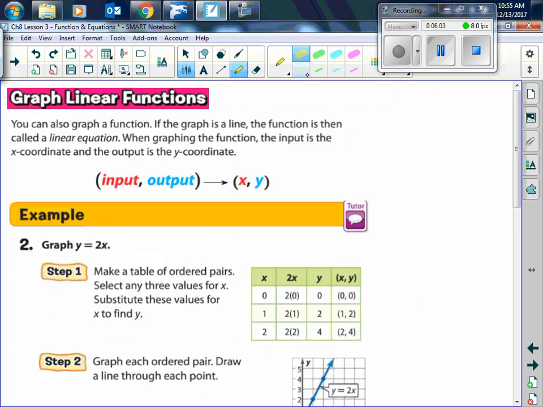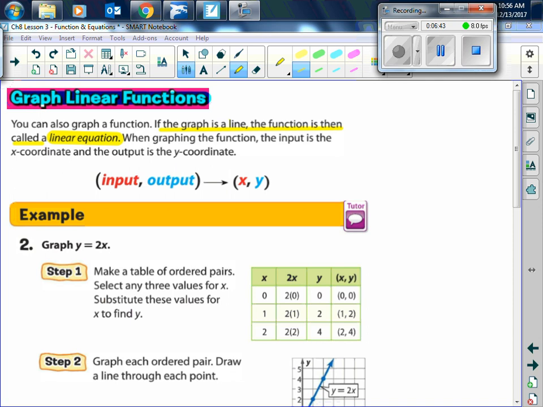So now we're going to graph linear functions. Okay? If the graph is a line, if you're graphing and it is a line, the function is then called a linear function. Please make sure you write down that definition. When graphing a function, the input is the x-coordinate and the output is the y-coordinate. So, I want you to write down the definition for the linear equation or the linear function. See, if the graph is a line, a straight line, then the function is called a linear equation.